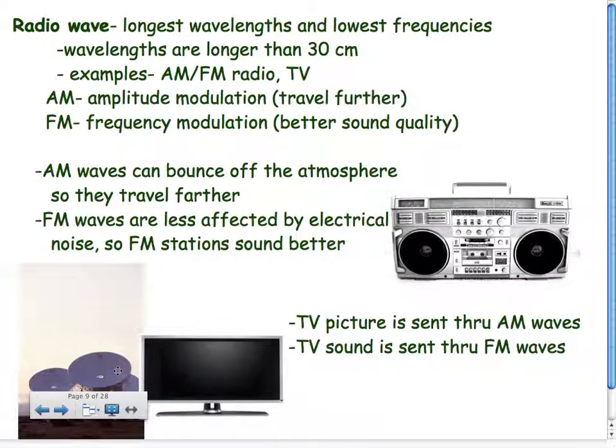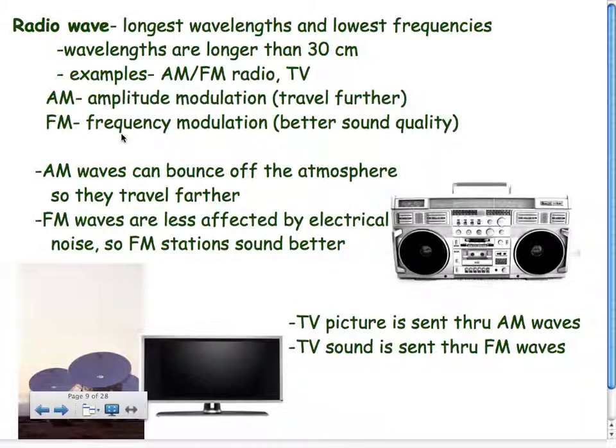The first one is the radio wave, and as I said, this has the longest wavelength and the lowest frequency. The wavelengths can be longer than 30 centimeters. You do not need to know these numbers, but you do need to know some of the examples that go with it, and these all were part of our drawings that we did in class. AM and FM radios and television signals, again through the antenna, are all using radio waves.